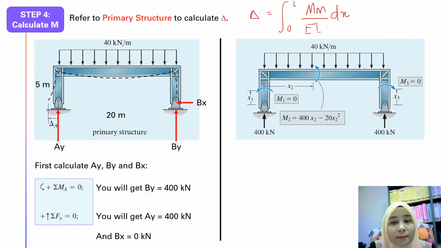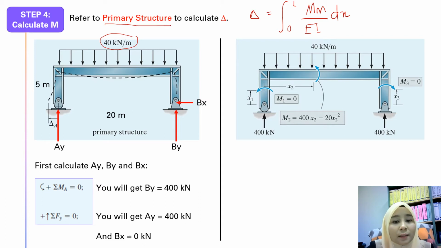Since you want to calculate capital M, I put it as step number 4. Calculate capital M first. Refer to the primary structure, because the primary structure is now using the actual load. You have the 40 kN distributed load on top. You don't have any AX because you have removed it. You have AY, BY and BX.